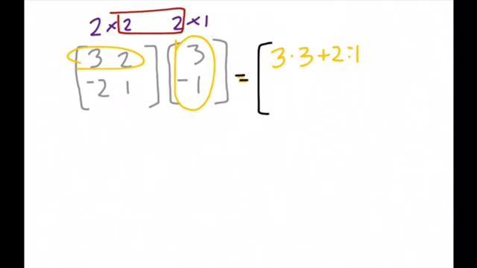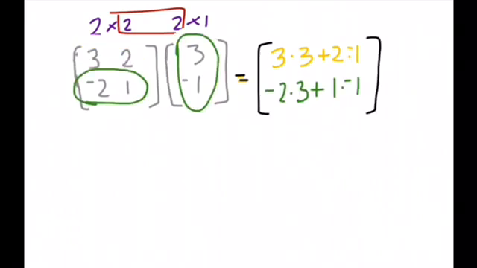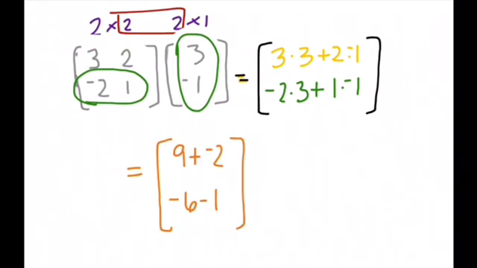So we've got 3 times 3 plus 2 times negative 1 in the yellow. And then we're going to do next the second row by the first column, and so we've got the negative 2 times 3 plus the 1 times negative 1. And then we're going to simplify that, and we get our answer matrix, so 7, negative 7, and that's the product of those two matrices.